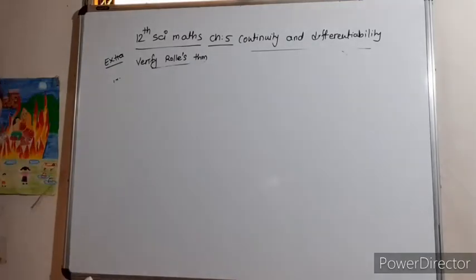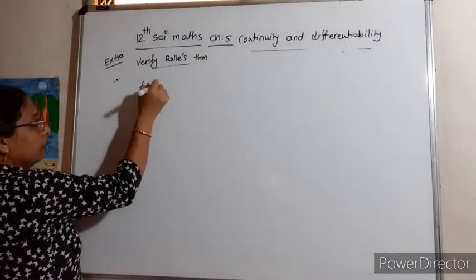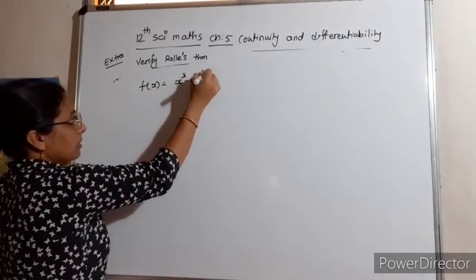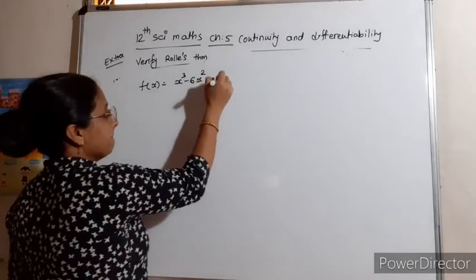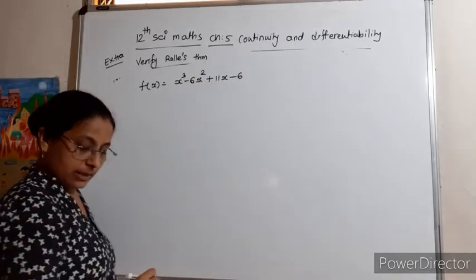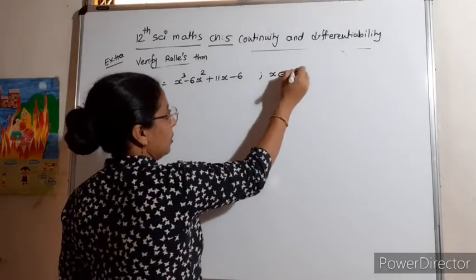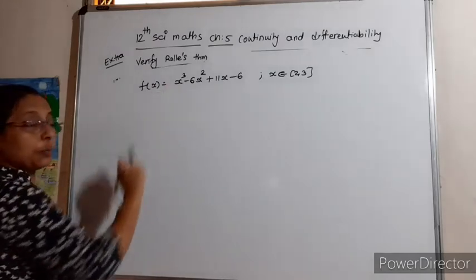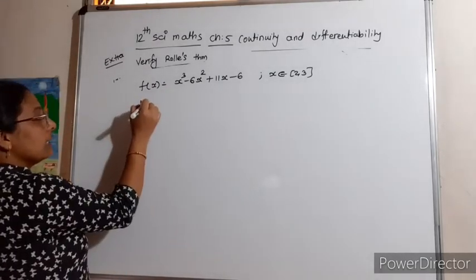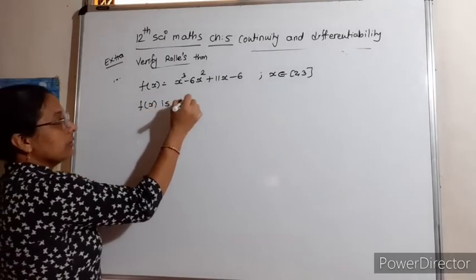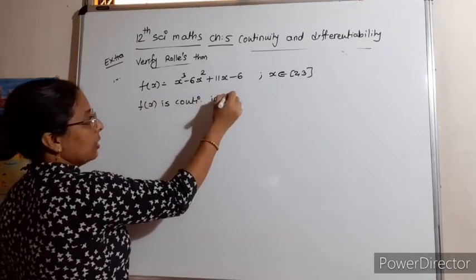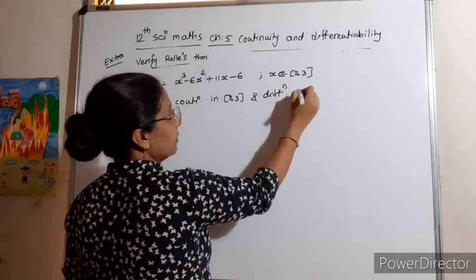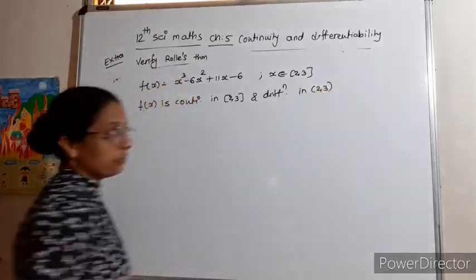Here f x is equal to x cube minus 6x square plus 11x minus 6 and x belongs to 2 3. The condition is given. So now this is again a polynomial function. So we will write that f x is continuous in closed interval 2 3 and differentiable in open interval 2 3, right?